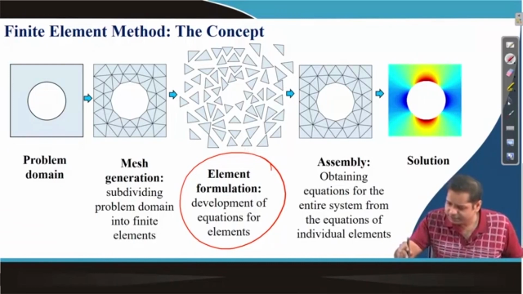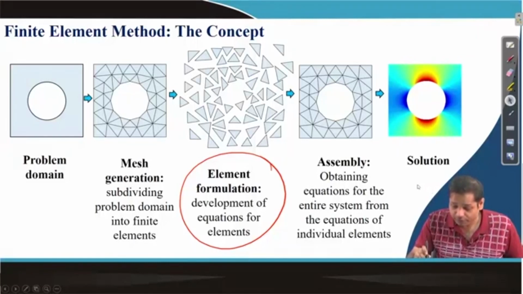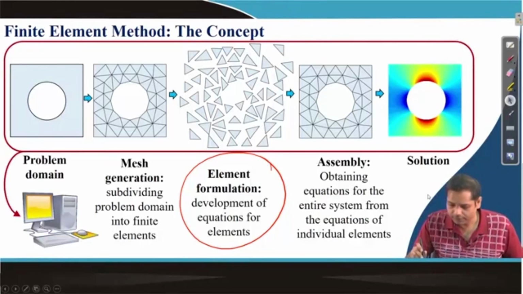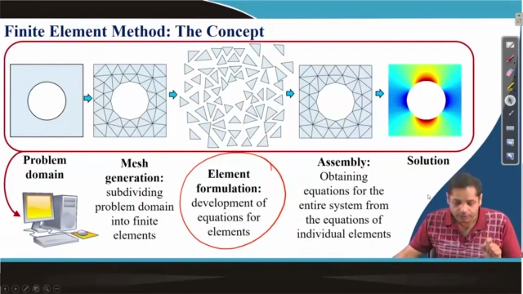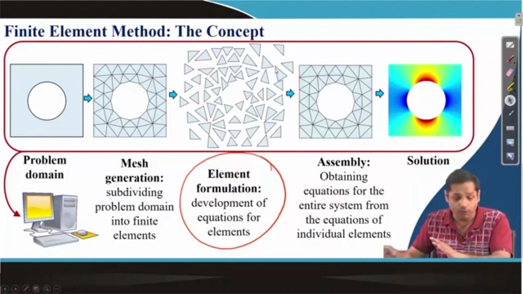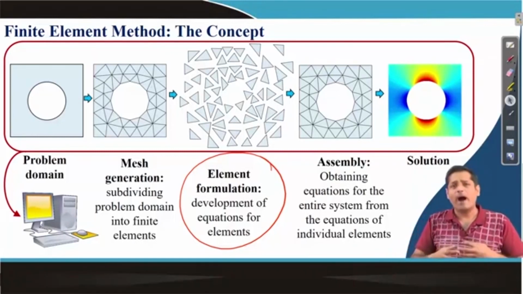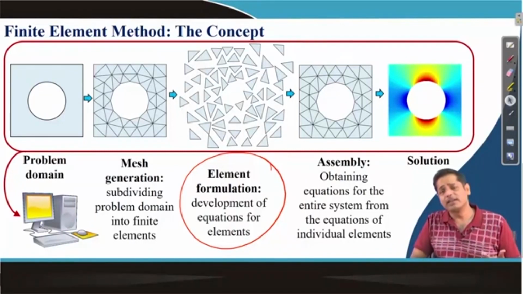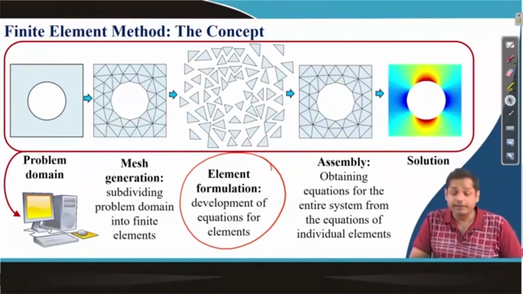As I said, it is not that we always have a triangular domain. Another important thing is this entire exercise, this entire flow. That is another reason why, in the first class, I was mentioning the popularity of the finite element method.